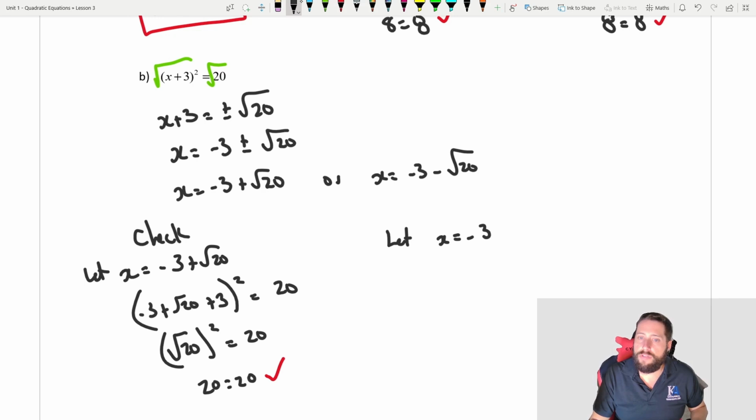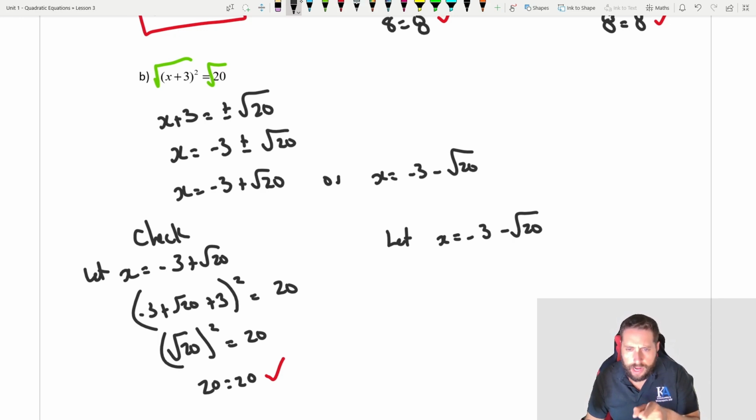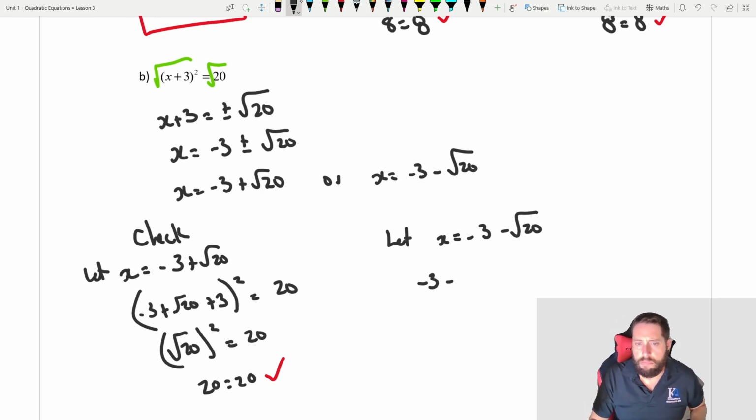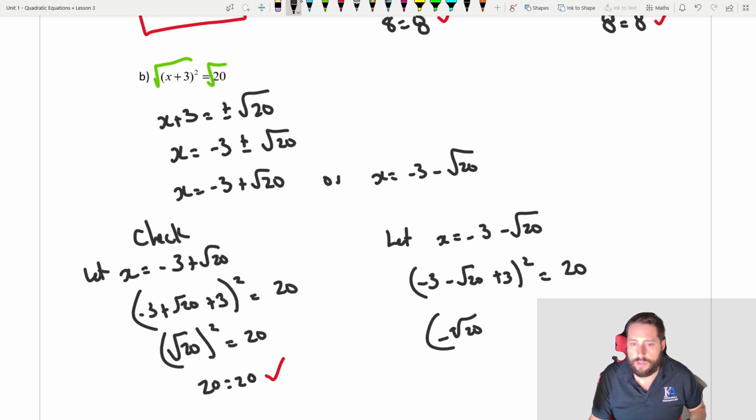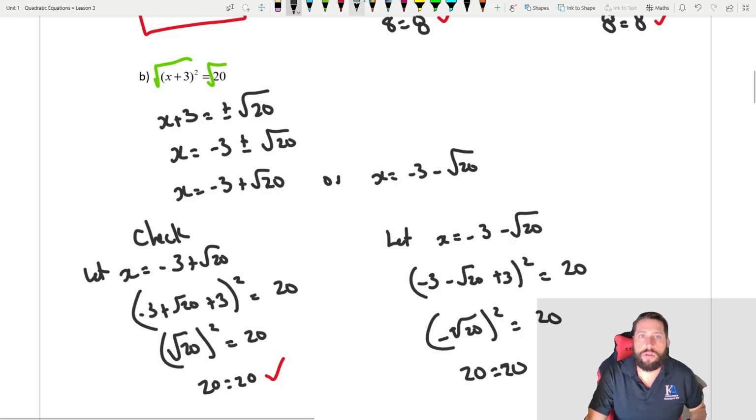Next one, we're going to let x equal negative 3 minus the root of 20. So this is going to be negative 3 minus the root of 20, plus 3, all squared, is equal to 20. Well, negative 3 plus 3 still gives us 0. So now we have negative the root of 20 squared is equal to 20. This squared is 20. It equals 20. So this one also works.